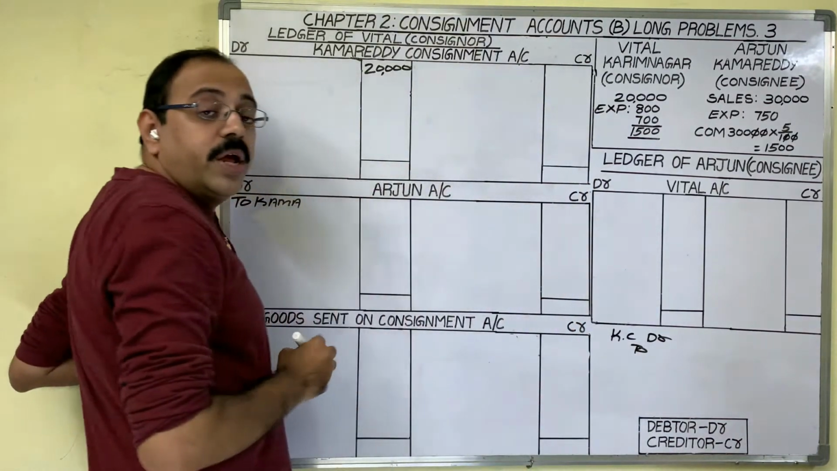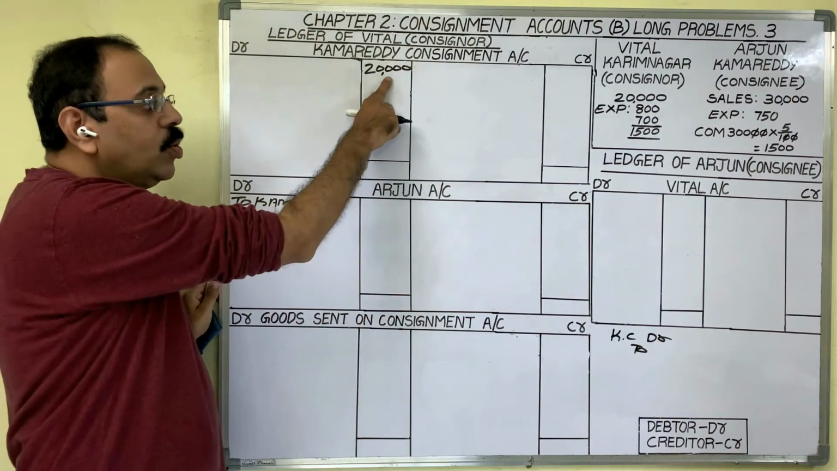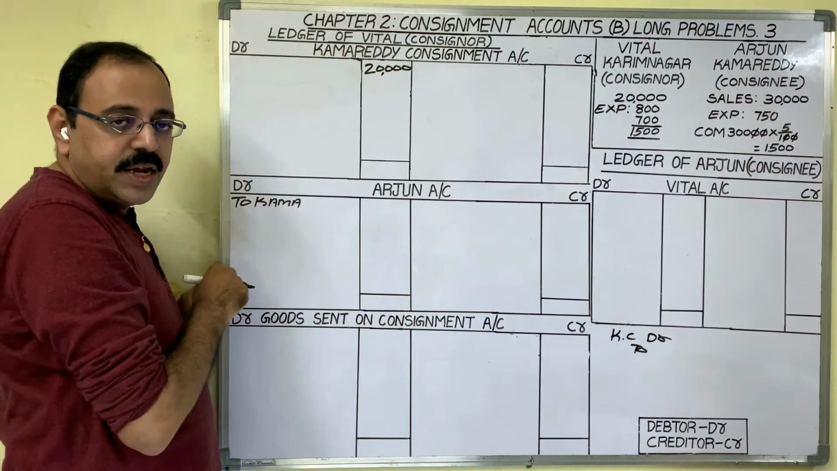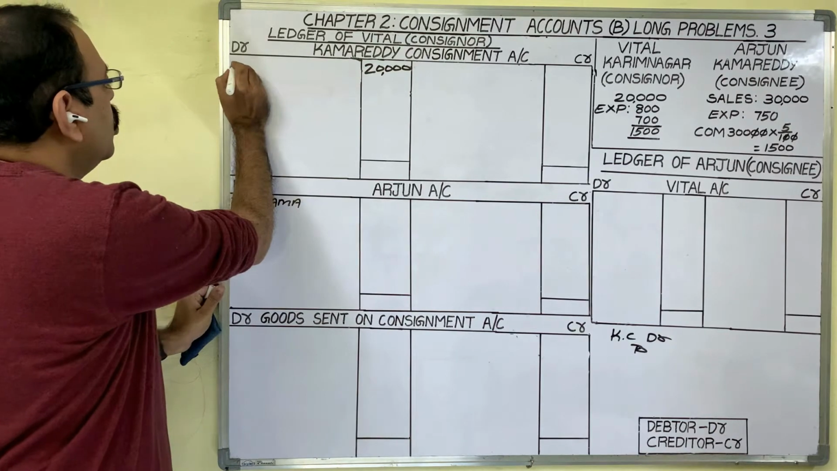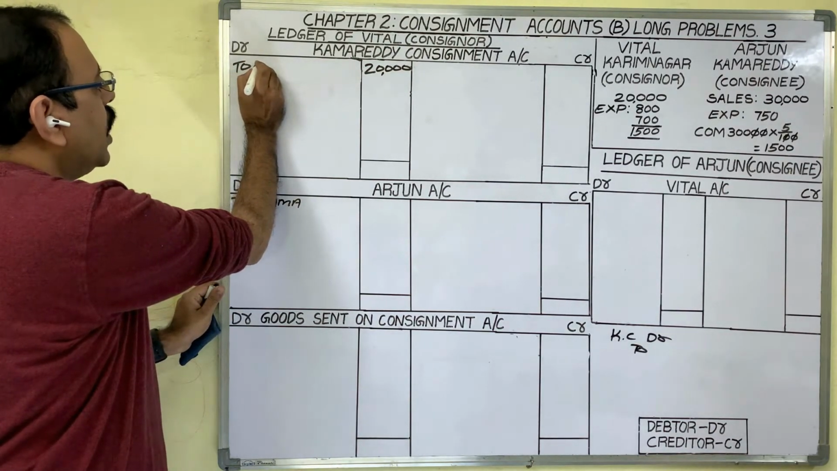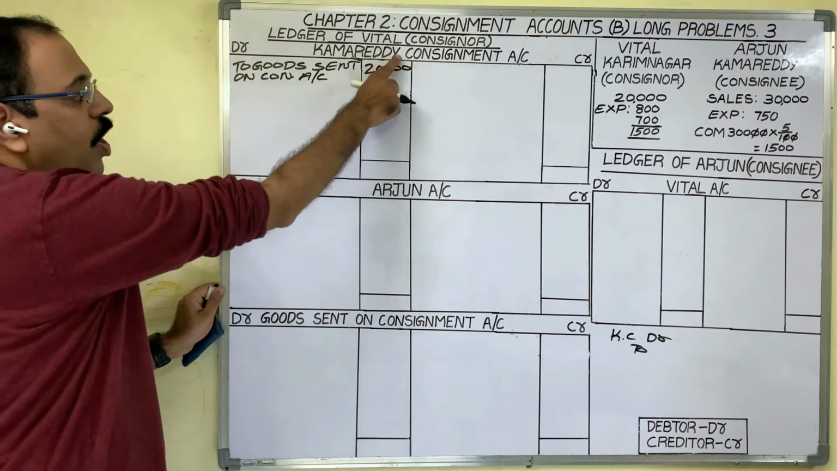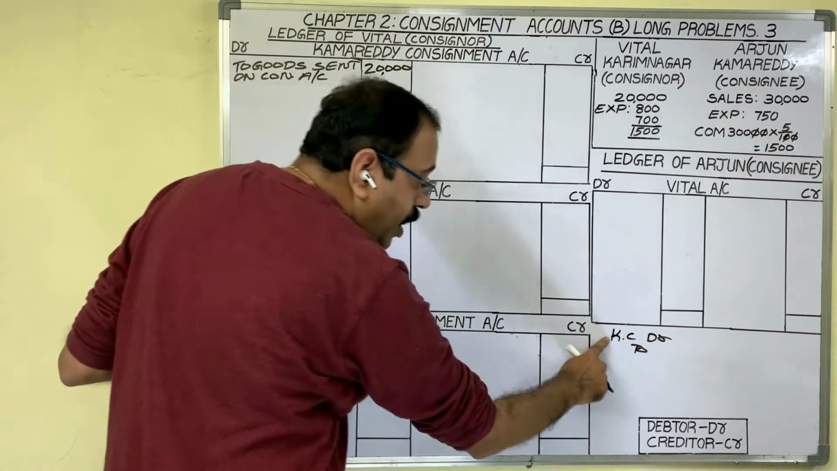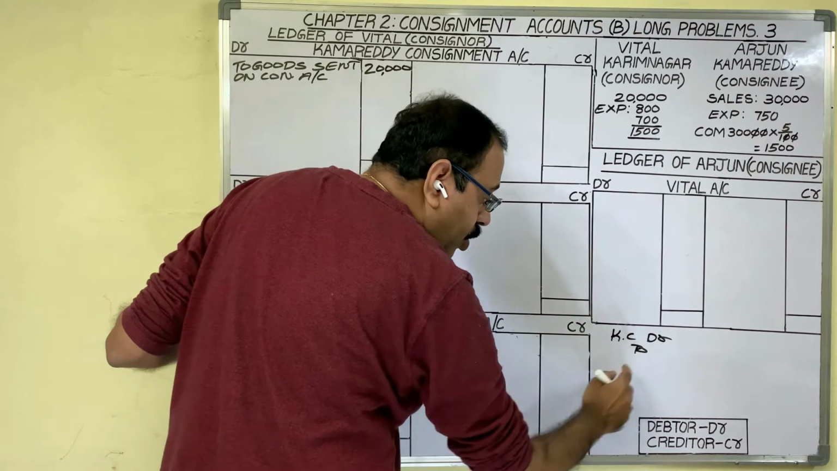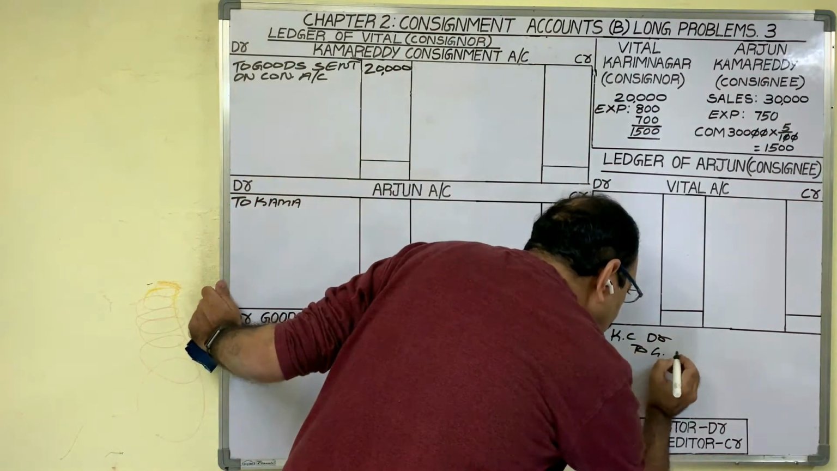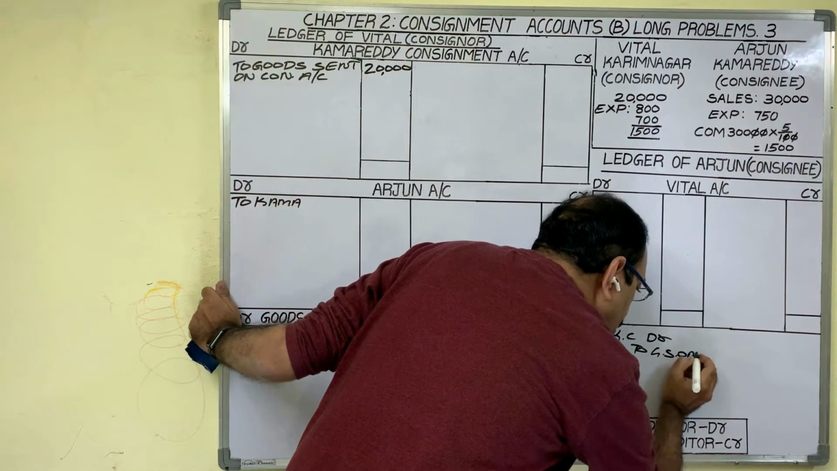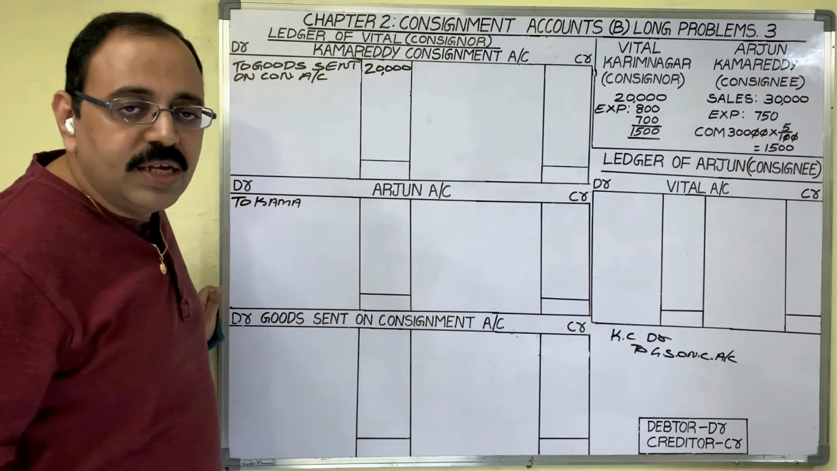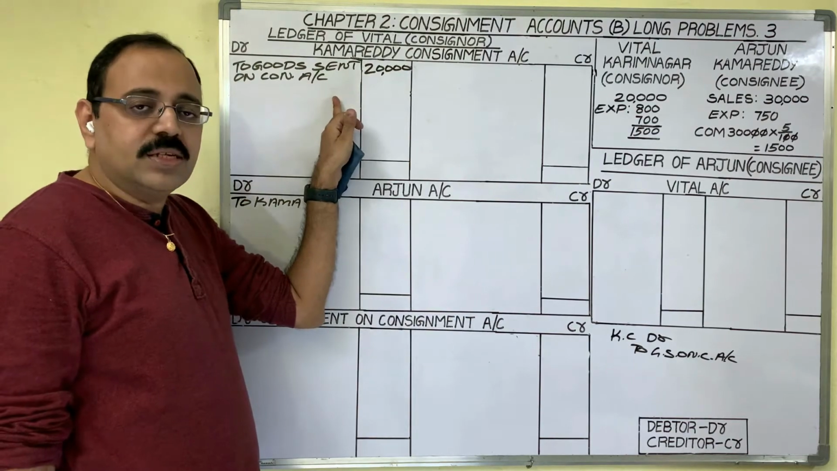To. What to write? We are sending goods on consignment basis now. That particular you have to write here. Therefore, to goods sent on consignment account. If you want to post like this, what should be the journal entry? Kamareddy consignment account debit to goods sent on consignment account. If you write this entry, then only we can post like this.